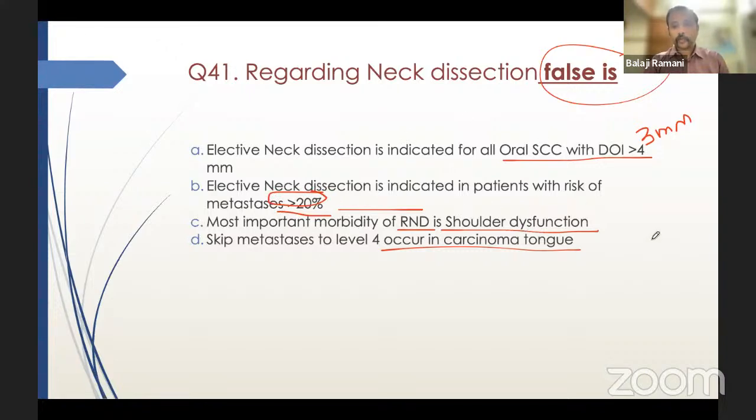Practically speaking, you will require a neck dissection for almost all oral cavity lesions. There is only one exception. Where will you not do a neck dissection?